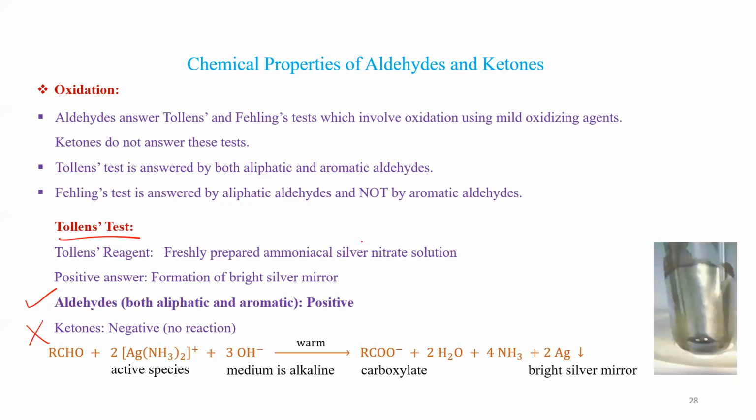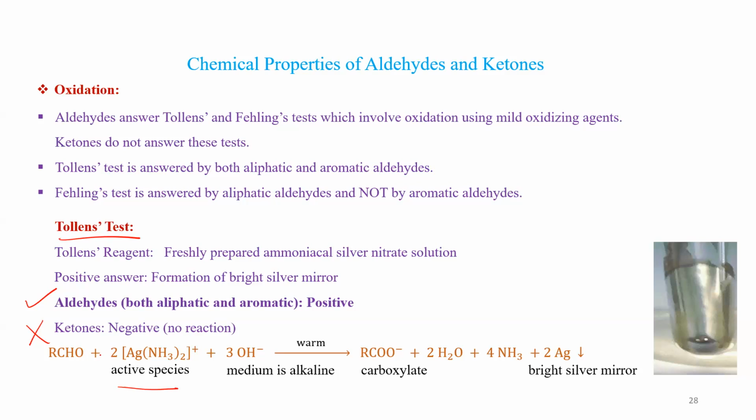In Tollens reagent, we'll be having silver nitrate, we'll be having ammonia, and there'll also be sodium hydroxide. So by mixing these three, we get the Tollens reagent, ammoniacal silver nitrate solution. When I mix that, it will get converted. So there'll be formation of silver ammonia complex. So this will be the active species.